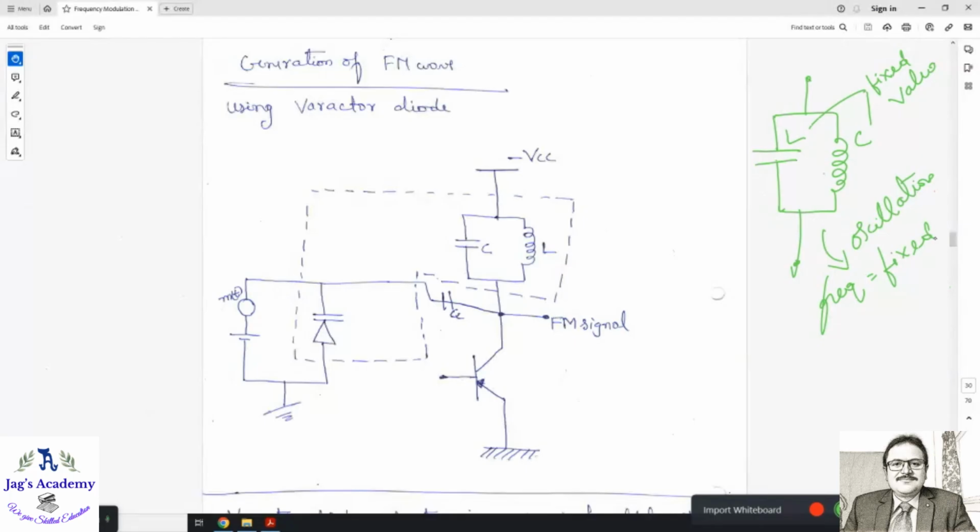Exactly, that's what I wanted. If I make this capacitance value proportional to the message signal, what will happen? Tell me. You will have various oscillations according to the instantaneous value of the message signal. That's what it does. So now I have to make this capacitance value vary according to the input message signal.